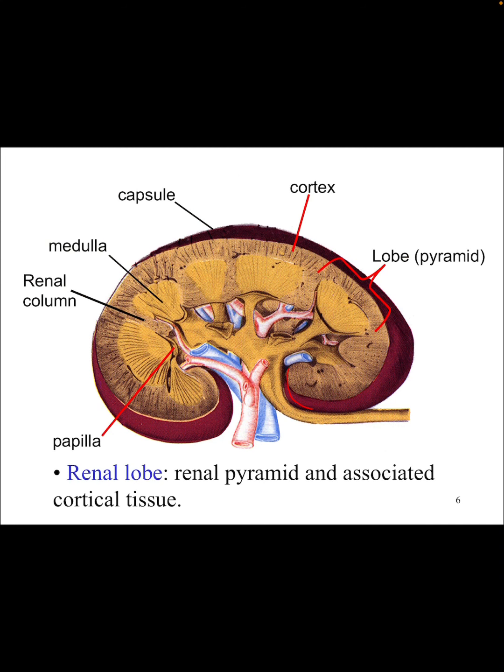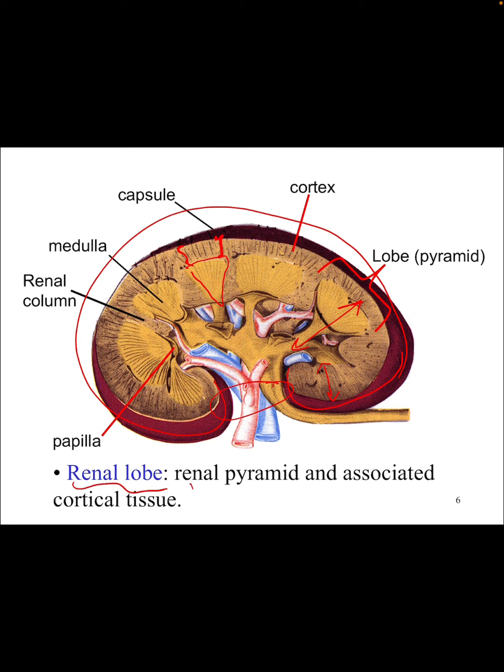As I said, this is the typical bean shape. We have a medial indentation, which we call the renal hilus. This area just below the capsule we call the cortex, and here we have the area of the medulla. We can see this structure here, which we call the medullary pyramids. Usually a medullary pyramid with the adjacent area from the cortex we call a renal lobe.